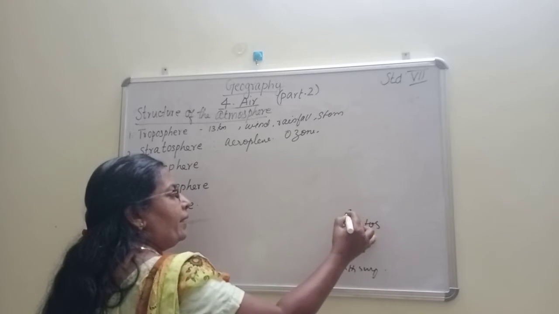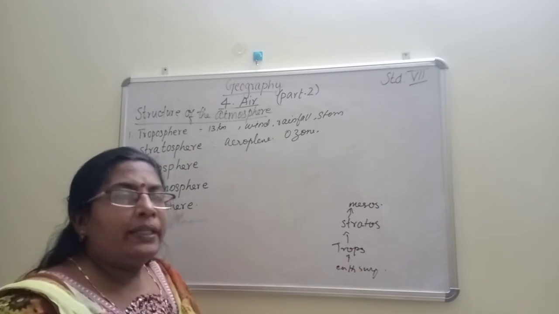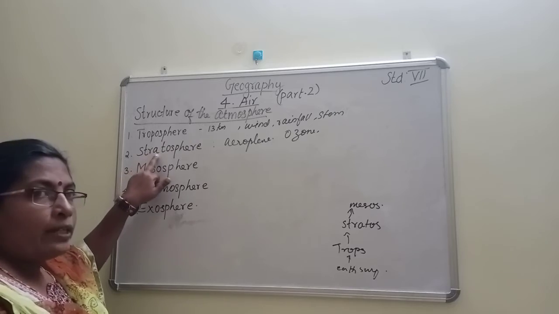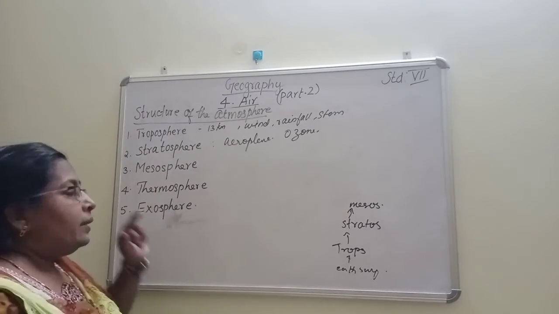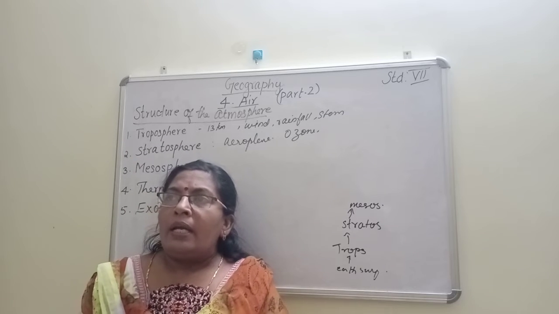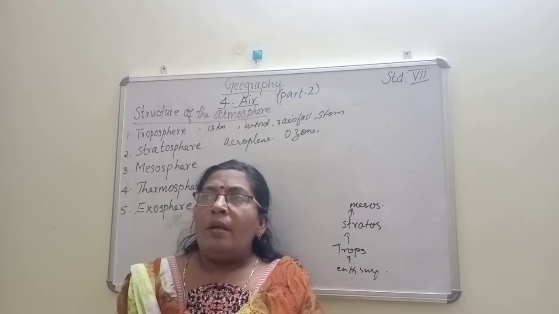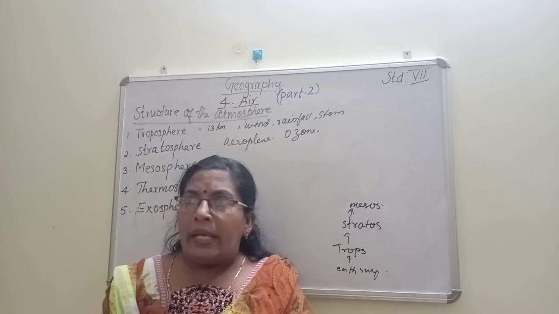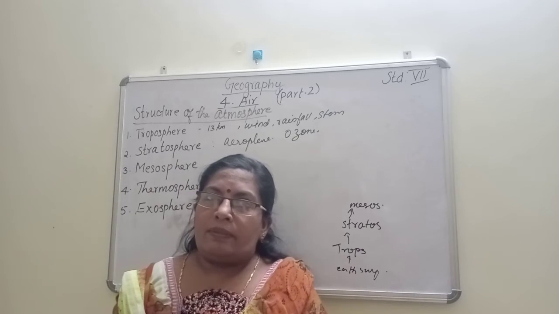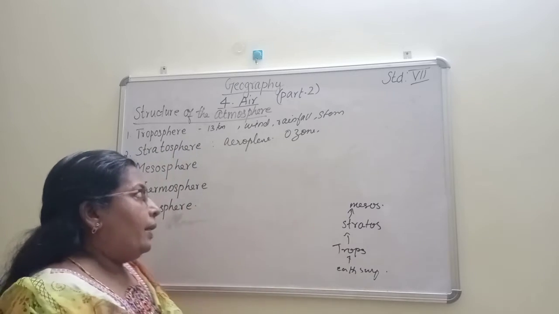Next is mesosphere. Above the troposphere is the stratosphere, and above that one layer is called mesosphere. Meteoroids burn up in this layer on entering from space. Meteoroids burn here and fall in this layer.